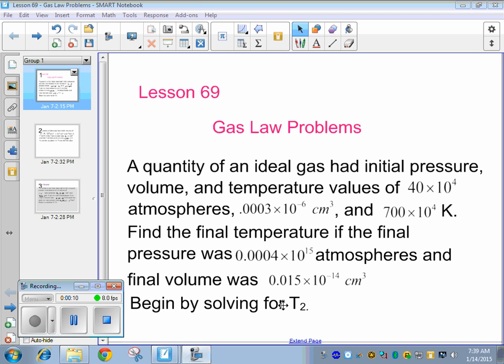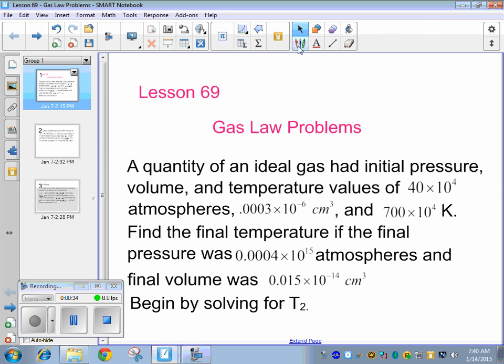Initial values of 40 times 10 to the fourth atmospheres, 0.003 times 10 to the negative 6 centimeters cubed, and 700 times 10 to the fourth kelvins. Find the final temperature if the final pressure was 0.0004 times 10 to the 15th atmospheres, and the final volume was... Begin by solving for T2.